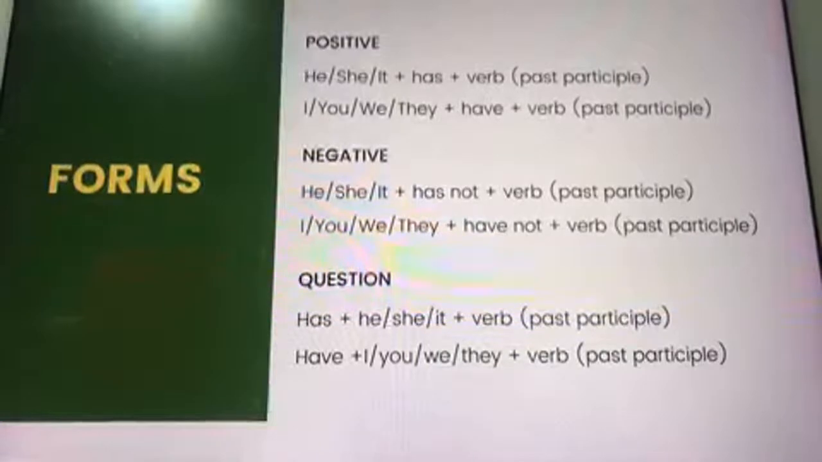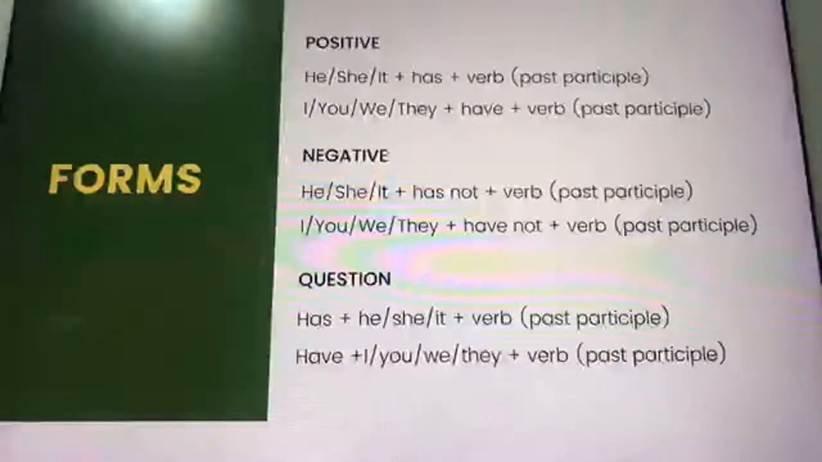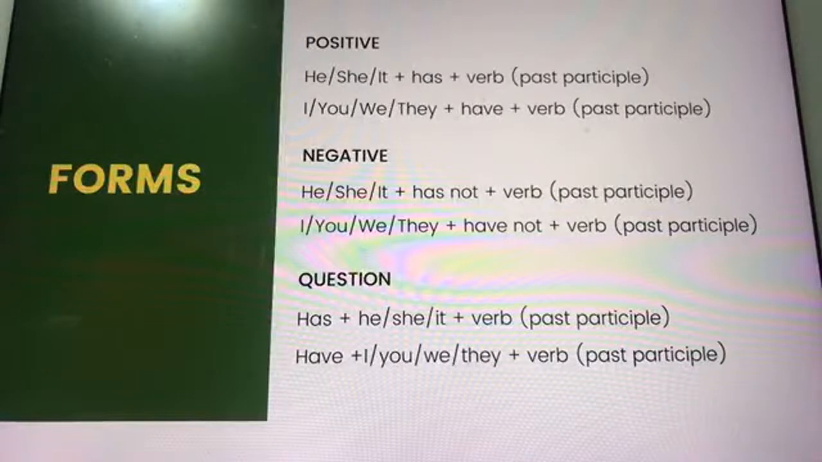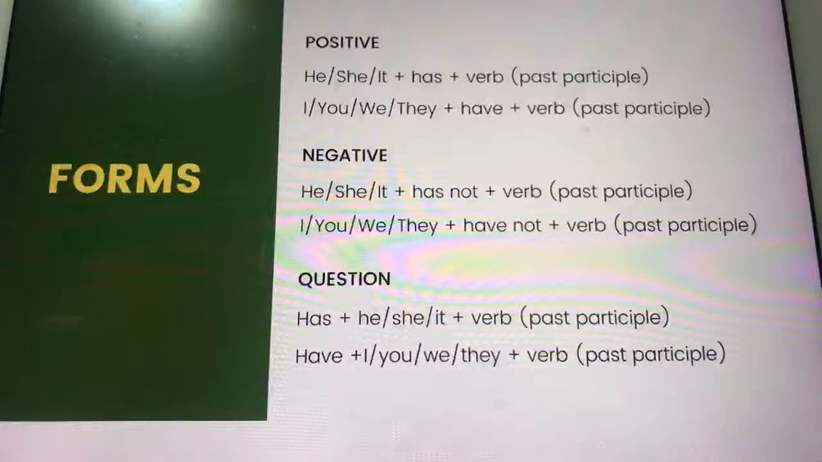Example, has plus he, she, it plus verb. Have plus I, you, we, they. Mizuki, remember, I, you, we, they always go together. So whatever is the verb of I, same as you, we, they. So you will use this for you, we, and they. So always remember that. So you use have. For he, she, it, you use has.